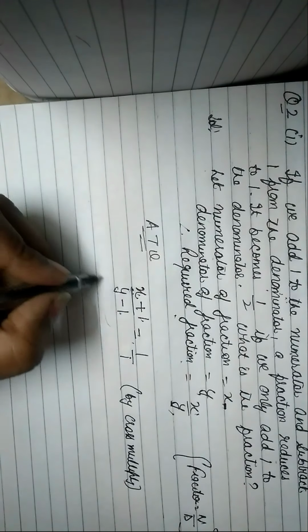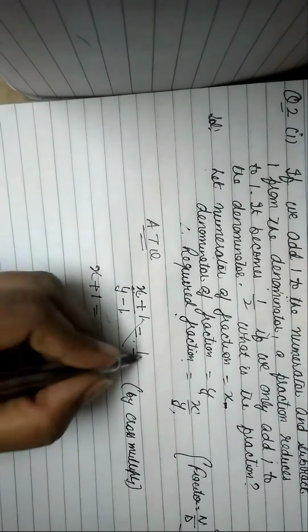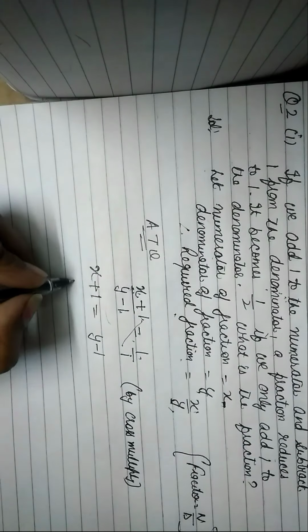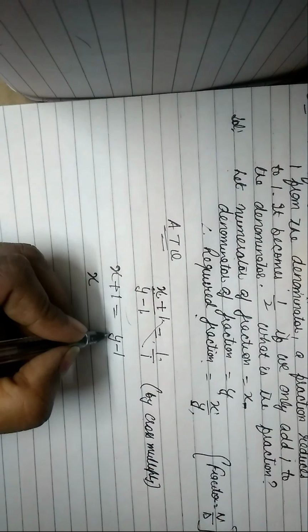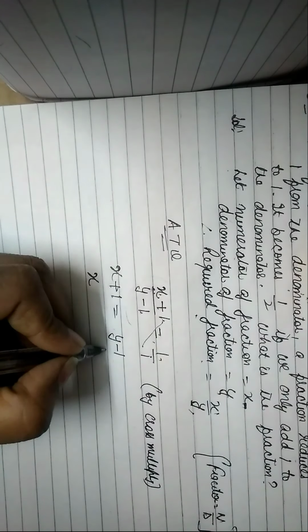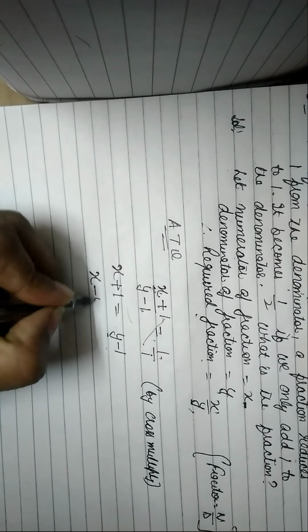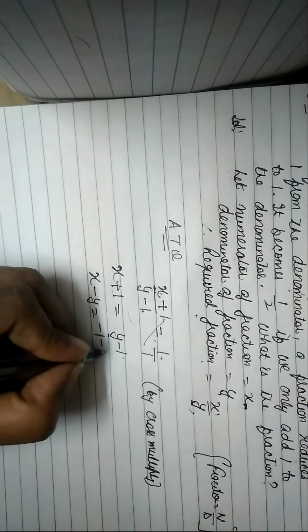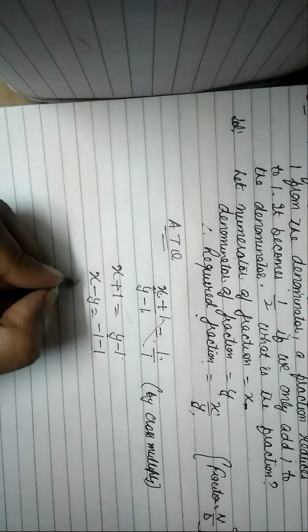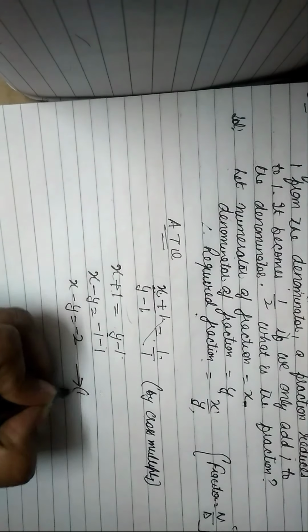By cross multiplying, x plus 1 is multiplied by 1, and y minus 1 is multiplied by 1. So x plus 1 is equal to y minus 1. Now all constant terms shift to the right side and variables shift to the left side. Plus y becomes minus y, and minus 1 when shifted to the right side changes its sign, so it becomes minus 1 plus 1. Our equation is x minus y equal to minus 2. This is our first equation.